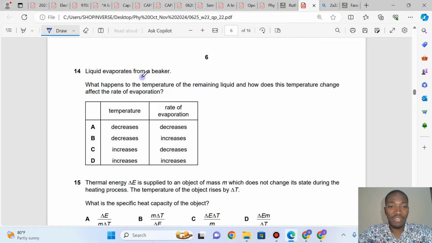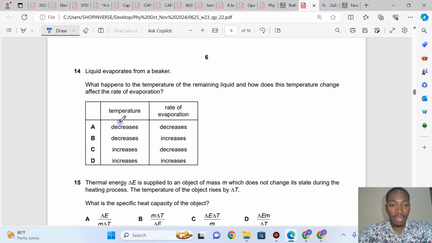Liquid evaporates from a beaker. What happens to the temperature of the remaining liquid? And how does the temperature change affect the rate of evaporation? When temperature decreases, rate of evaporation increases? That's wrong. If temperature is increasing, rate of evaporation will be increasing. And if temperature is decreasing, rate of evaporation will be decreasing.